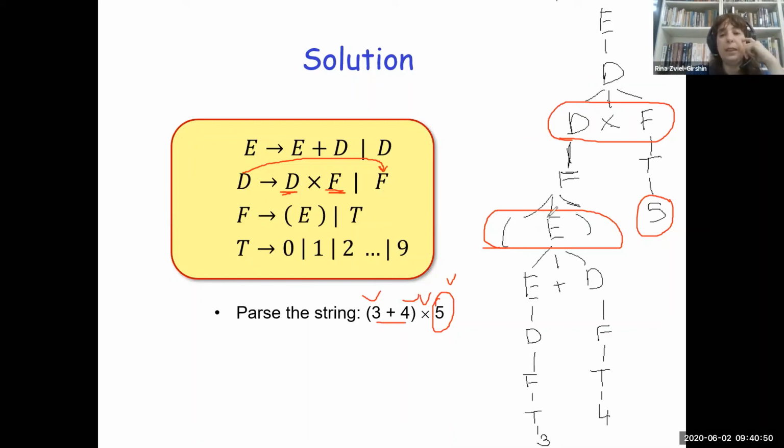So from this E in the middle, I will use the rule E plus D, okay? And then from the first E, I will move to D, I will move to F, and I will derive 3, plus we already have here. And from D, I will derive F, I will derive T, and I have 4. So the tree here is a little bit complicated. If you choose the incorrect order, you will be stuck.